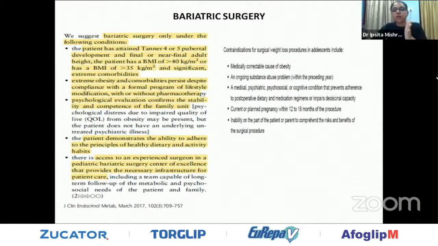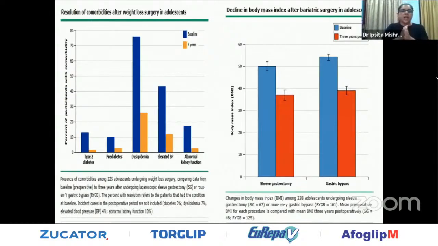Now, some contraindications are also there. If it is a medically correctable cause of obesity, ongoing substance abuse, or an adolescent planning pregnancy within 2 years, then bariatric surgery is contraindicated. Now, this is the data which has been taken from the Teen-LABS study. This is the largest study to date, which looked at bariatric surgery done in morbidly obese adolescents.